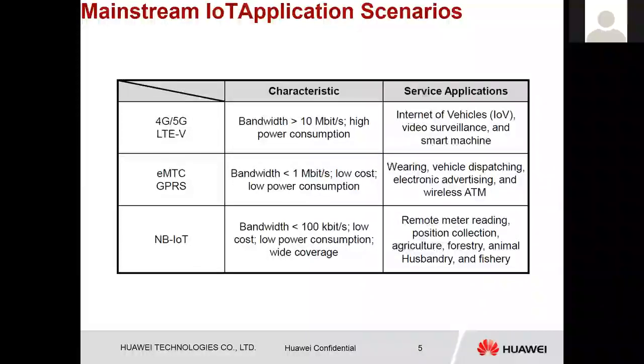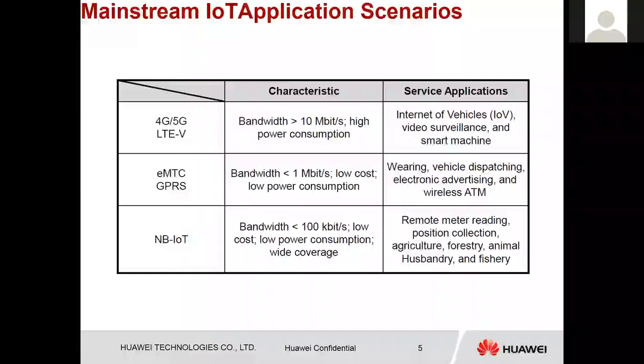And the second is eMTC and GPRS. These two technologies have lower bandwidth, but at the same time, they can support lower cost and lower power consumption. For example, for our vehicles, electronic advertising, and some in the bank and finance services. In these scenarios, we use this technology.